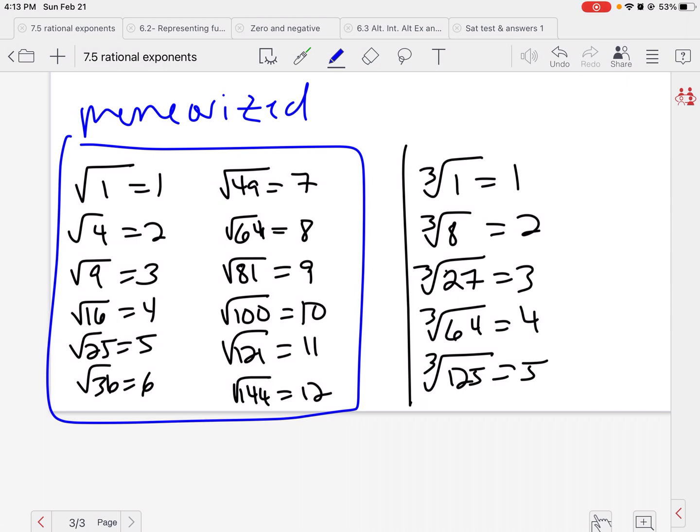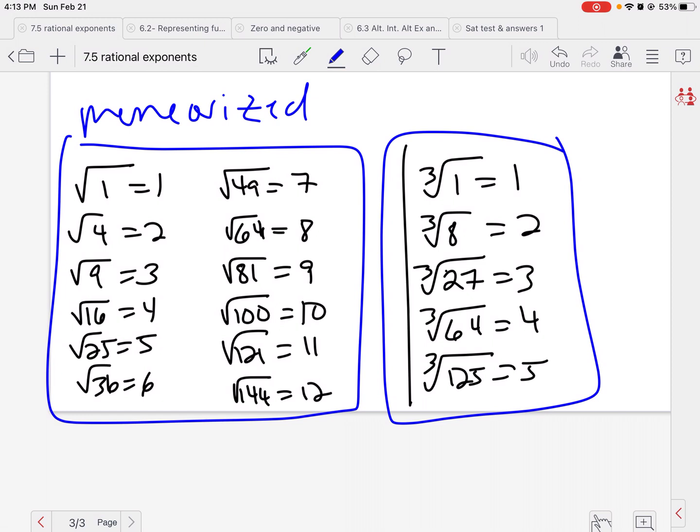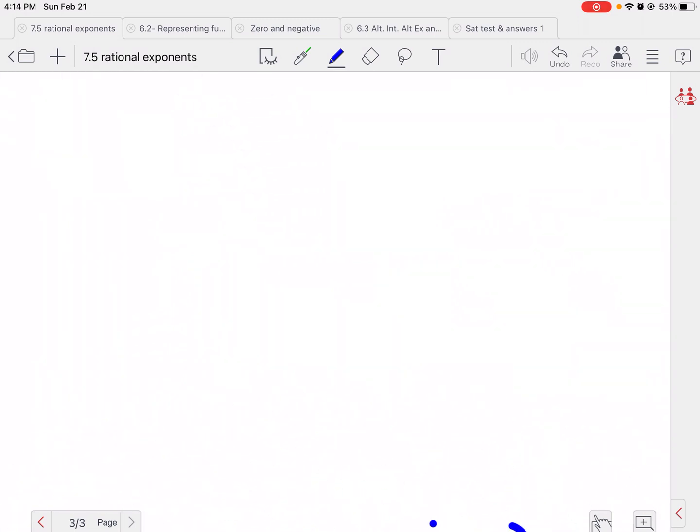Perfect cubes you probably don't have memorized yet, but the cube root of 1 is 1. The cube root of 8 is 2, and that's because 2 times 2 times 2 is that. The cube root of 27 is 3, cube root of 64 is 4, and the cube root of 125 is 5. If you need to, you can pause the video, write these down, but you should probably have these ones memorized. So I'm going to remind you of some things.